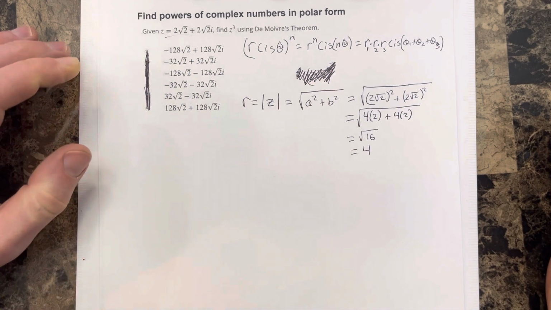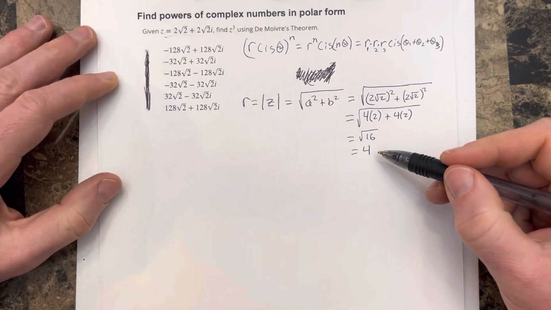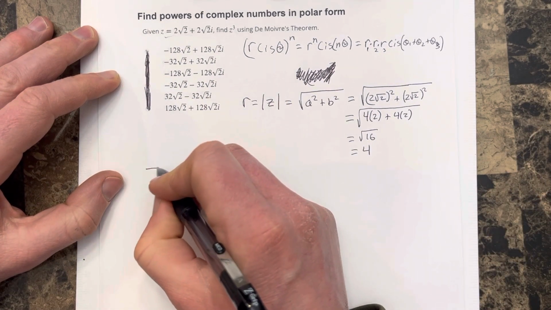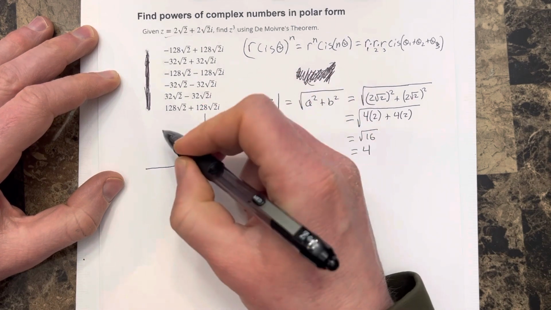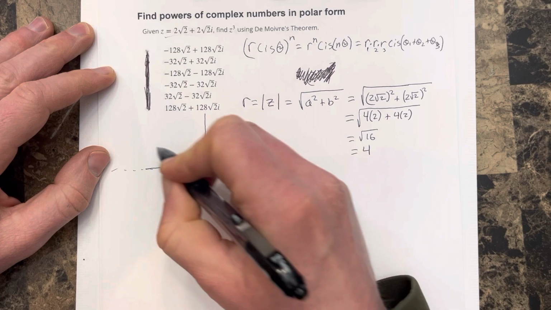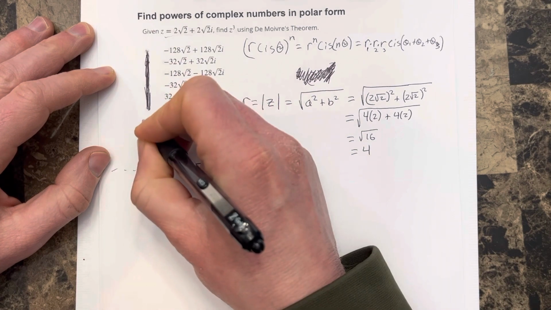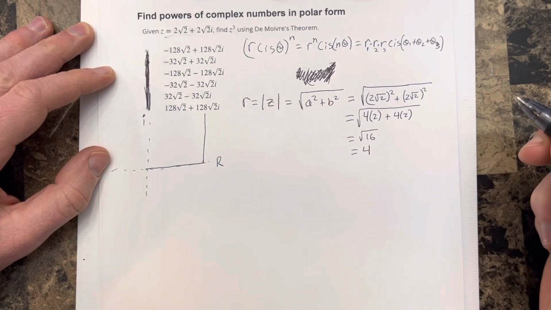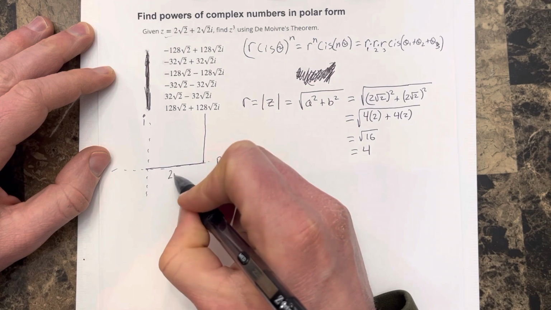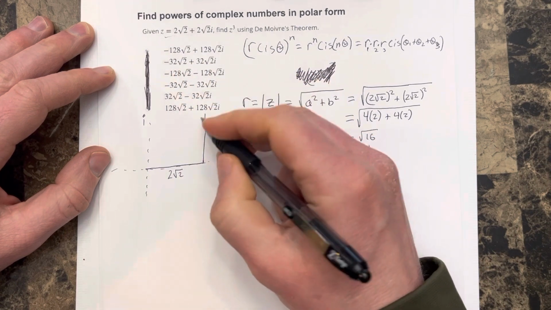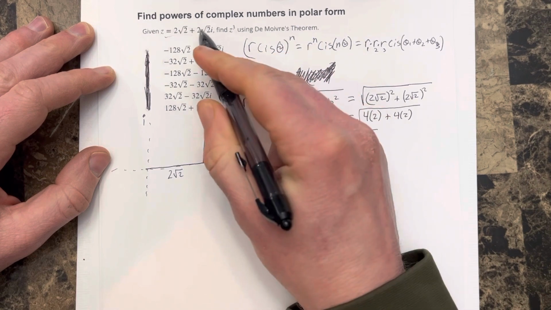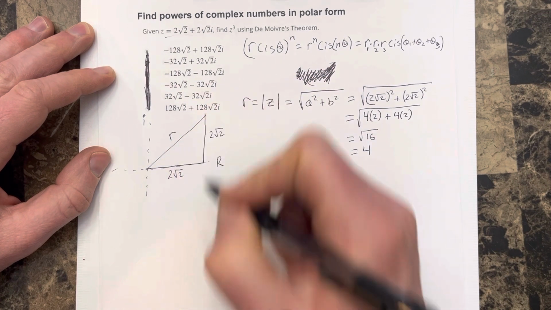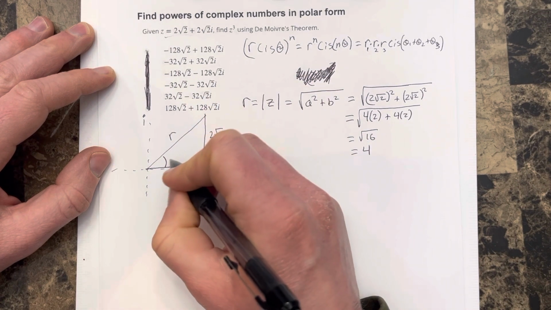Now, how do I find the angle? Because I need the angle. I know r now, I need the angle. Well, what I can do is I can draw this triangle. And remember, this is a complex plane where the imaginary values are on the y-axis and the real values are on the x-axis. So this would be 2 root 2 coming from the real piece, and this 2 root 2 would come from the imaginary piece. So if I draw this line here, this was my r value, which is 4, but I want to find that angle, theta.